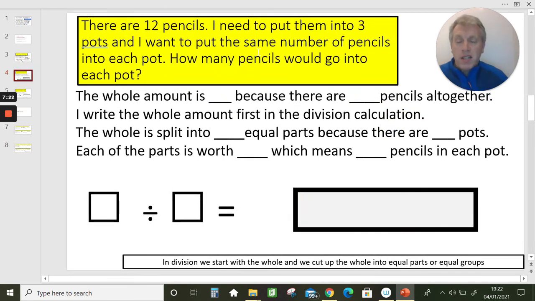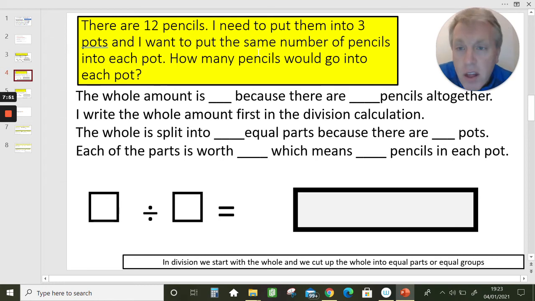There are 12 pencils. Here's our next question. I need to put them into 3 pots, and I want to put the same number of pencils into each pot. Share them out, or split them up equally. How many pencils would go into each pot? So pause the video, see if you can fill in the gaps, and have a go at the calculation and the bar model. Have a go. Pause the video now.